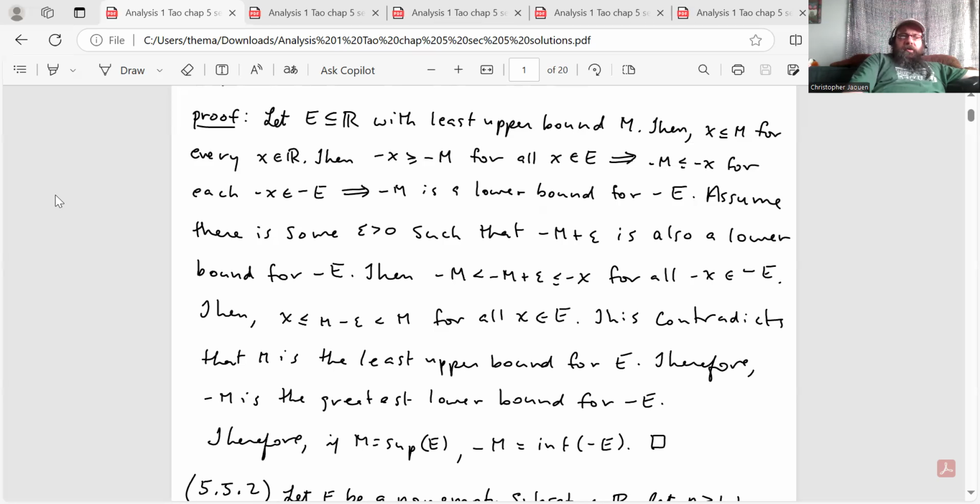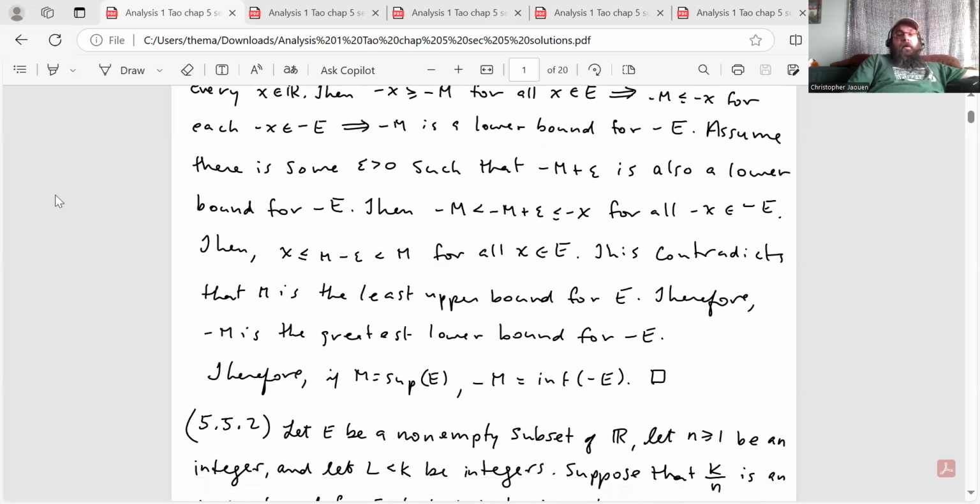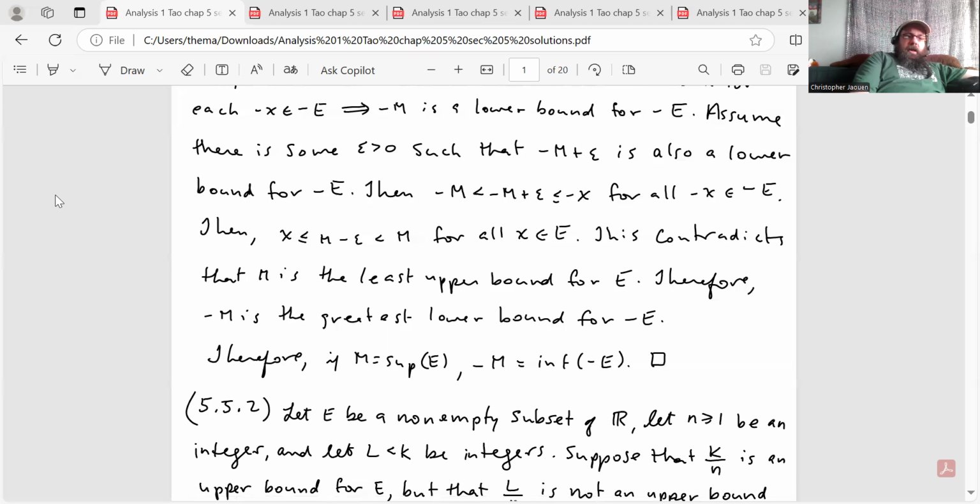Assume there is some epsilon greater than 0, such that minus M plus epsilon is also a lower bound for minus E. Then minus M is less than minus M plus epsilon, which is less than or equal to minus x for all negative x in the set negative E. Then x is less than M minus epsilon, which is less than M for all x in E, which contradicts the fact that M is the least upper bound for E. Therefore, minus M is the greatest lower bound for minus E, or in other words, if M is the supremum of E, then minus M is the infimum of minus E. Okay, that's the first question.